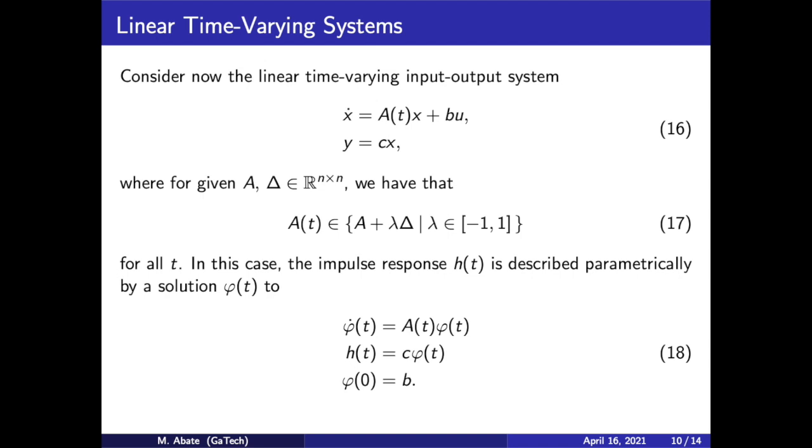All right, so for the remainder of this talk, we're going to be talking about linear time-varying systems. A linear time-varying system is given as equation 16, where we assume that the A matrix is now time-varying and lives in some bounded convex set of A matrices. And in this case, the impulse response is described parametrically by a solution to equations 18. So if you have a new time-varying A matrix, then the impulse response of the system actually changes. But what we are going to do is provide a method for computing global norm bounds on H in this case as well.